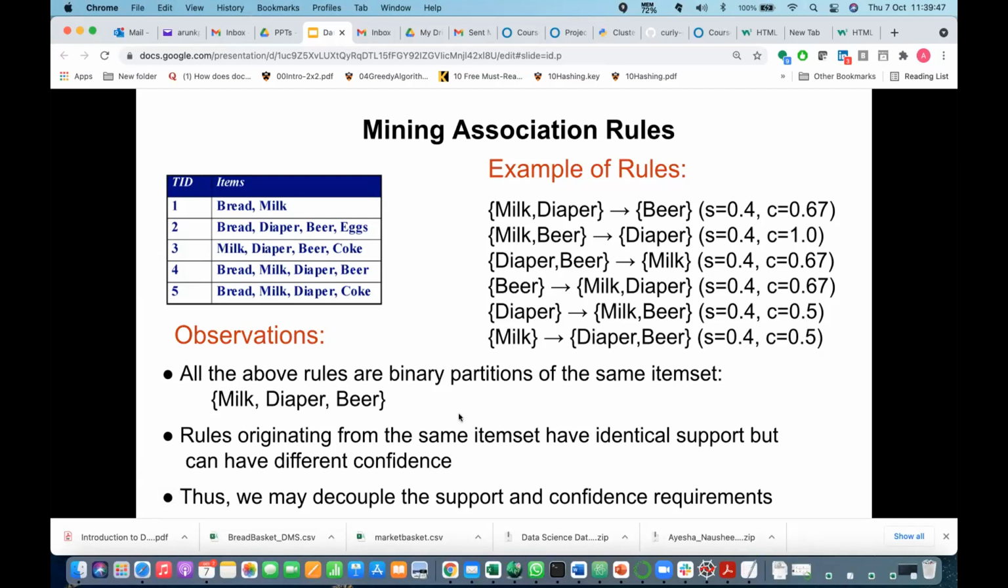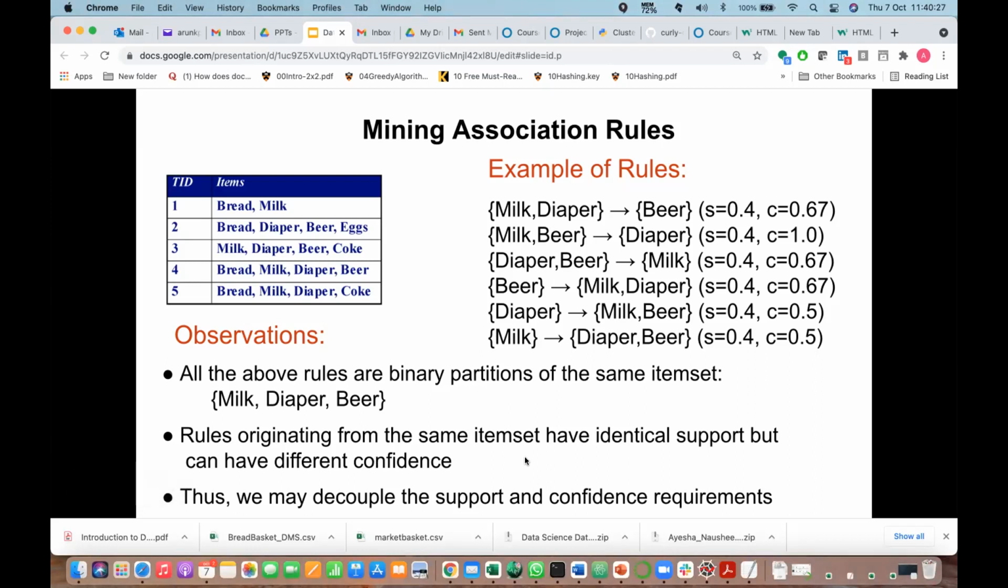So all the above rules are binary partitions of the same item set. What is the meaning of binary partition? Binary means 2. So the 3 rules are binary partitions of the same item set: milk, diaper, and beer. You make 2 partitions, on one side 1 element, on the other side 2 elements. That is what we did here.